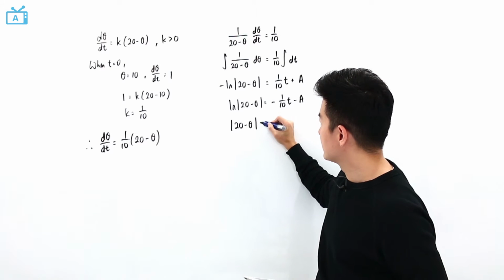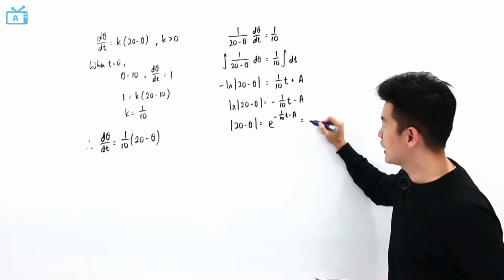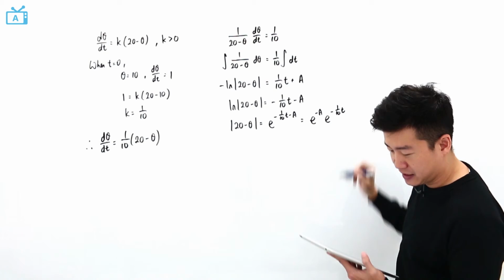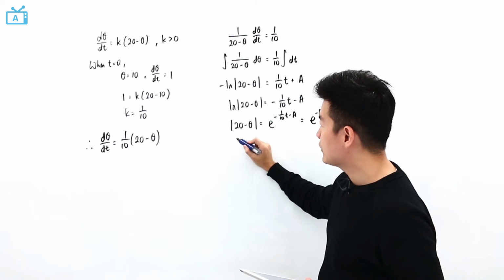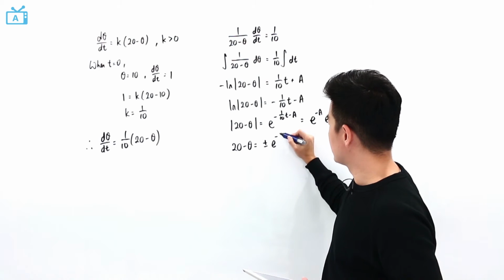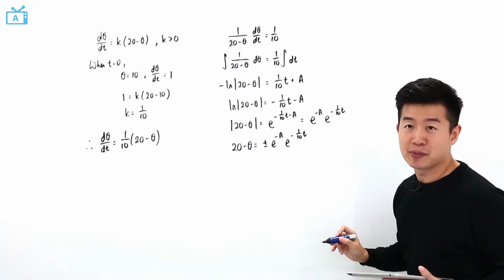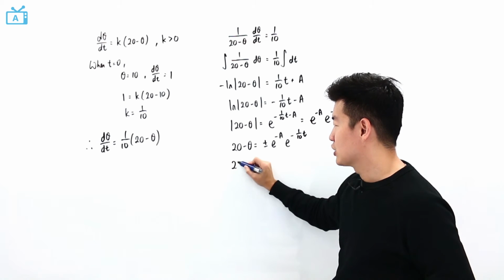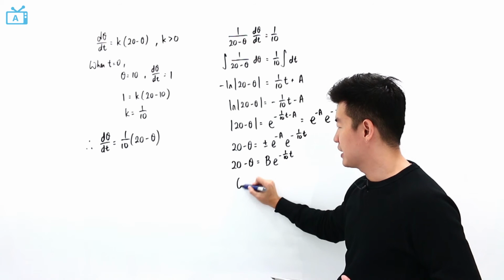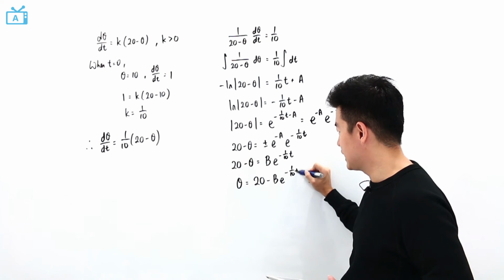So ln of modulus of 20 minus theta is minus 1 over 10 t minus a, which means that the modulus of 20 minus theta is going to be e to the power of minus 1 over 10 t minus a, which I can also rewrite as e to the power of minus a, e to the power of minus 1 over 10 t. And if I were to remove away the modulus, it will be 20 minus theta is plus or minus e to the power of minus a, e to the power of minus 1 over 10 t. And plus or minus e to the power of minus a, I will just let it be, let's say, b. So 20 minus theta will be equal to b e to the power of minus 1 over 10 t. Making theta the subject, theta is going to be 20 minus b e to the power of minus 1 over 10 t. We are almost there.